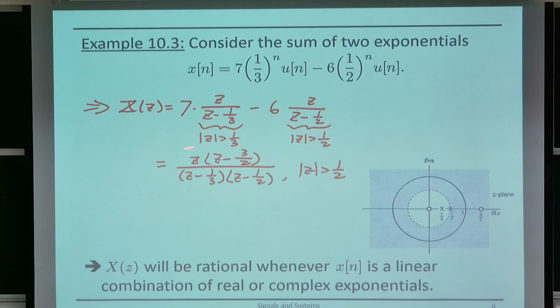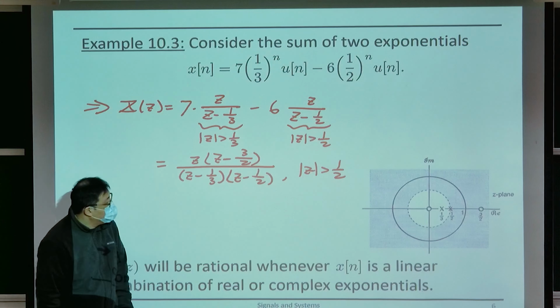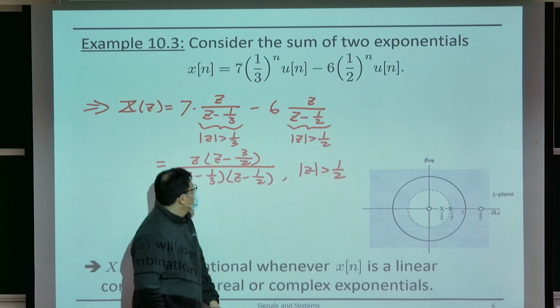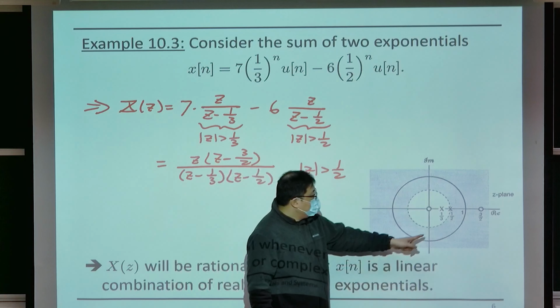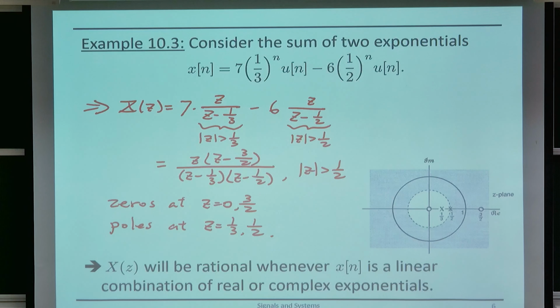So if you look at this form, you will see that there are 2 zeros and 2 poles. 1 zero at 0, 1 zero at 3 over 2. All right, so I have a zero at the origin and a zero at 3 over 2. And 2 poles, one at 1 over 3 and one at 1/2. All right, one at 1/2, one at 1 over 3. Okay. So you can sort of see that we have a lot of similar properties as in the continuous time case. Okay. So indeed, we can go through these properties one by one.